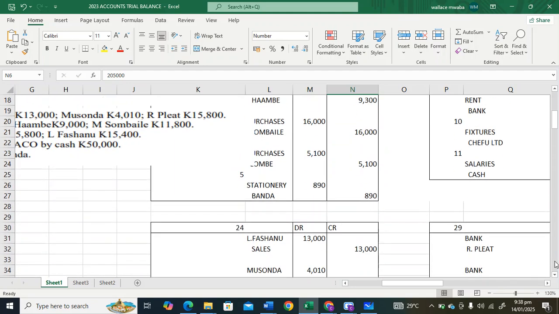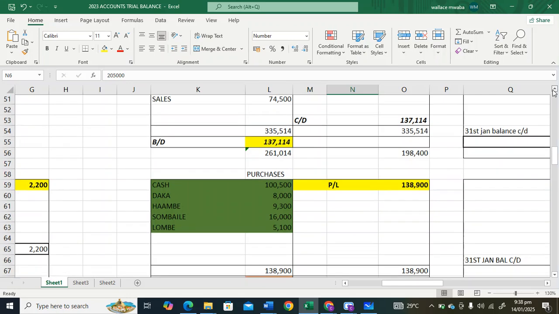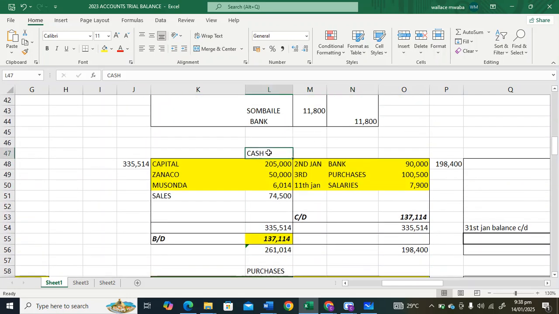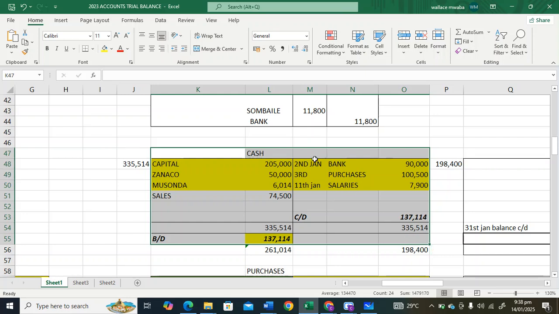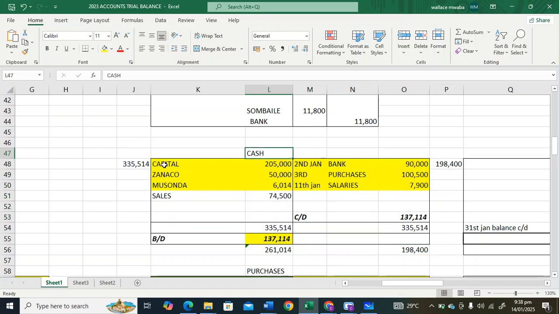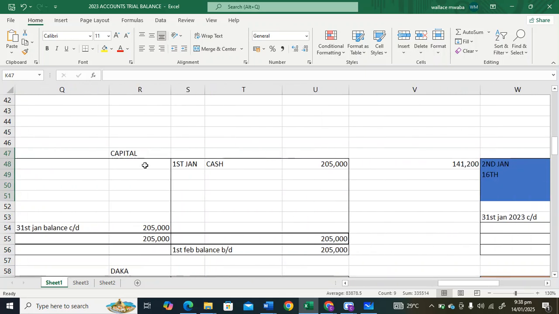Let me just show you here. So this is the cash ledger, or the T account for cash. On the debit side here, have you seen? You're going to write the other account affected in this transaction. So it was the capital account, and you put the amount here: 205,000 on the debit side of the cash account. And then for the capital, you also open up a capital account.